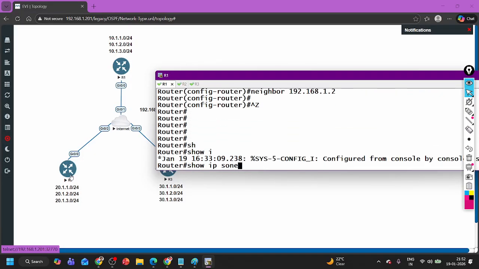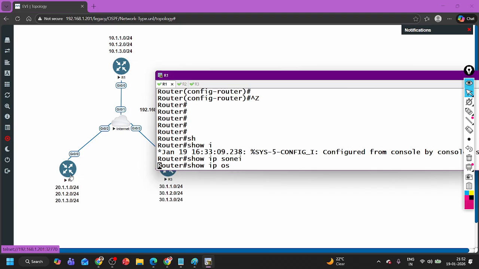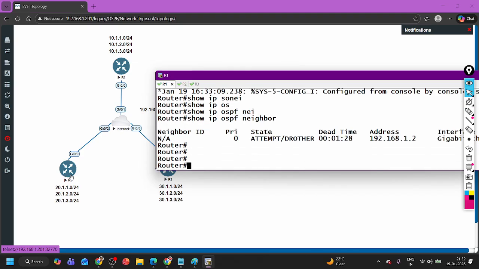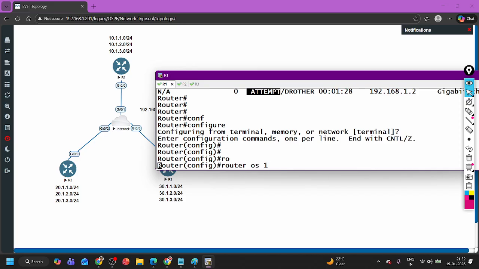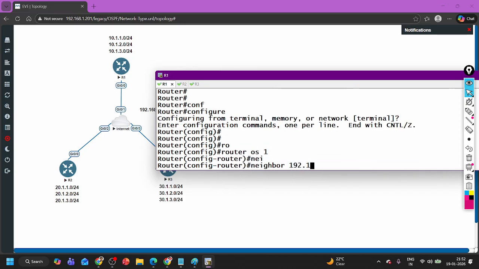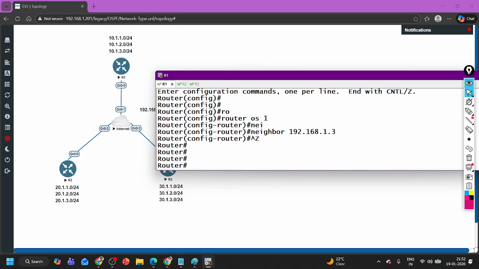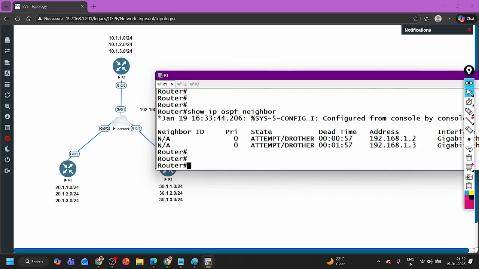So show ip ospf neighbor. This is a static neighborship. That's why you can see the state is what? Attempt, instead of init, the attempt state. Here we need to configure two neighbors on R1, right? Yes, definitely. But here I configured only one on R1. That's why we don't have neighborship with R3. I'm going to configure it. Router OSPF 1, neighbor 192.168.1.3.